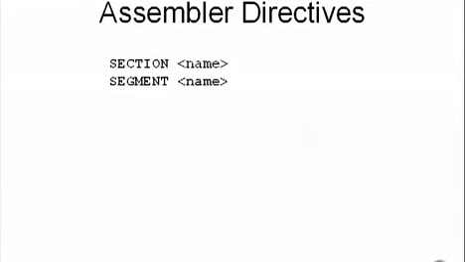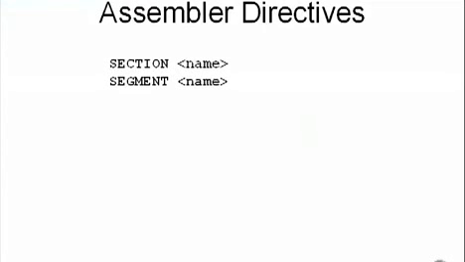The section directive and the segment directive are synonyms for exactly the same thing. They both name the segment the following code is to be assembled into. Some object formats require segmentation while others just strip it out.